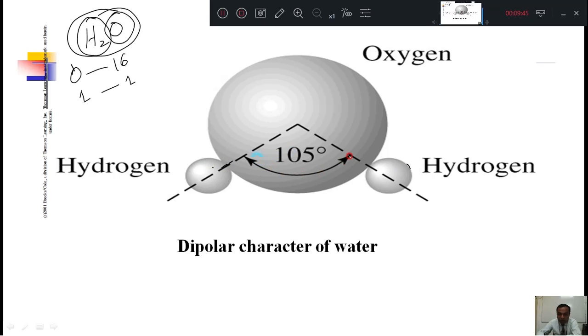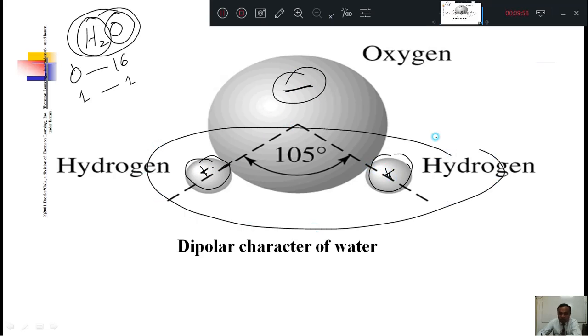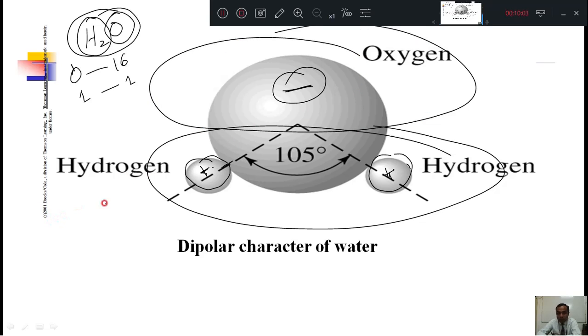Then they will always be attracted this way. That is 105 degrees, the angle they will make, and at that point the hydrogen is sticking to the oxygen. This oxygen is negatively charged and hydrogens are positively charged. This side is positively charged and this side is negatively charged. The water particle is both positively and negatively charged, therefore we call it dipolar. This positive pole and negative pole, therefore we call it a dipolar character.